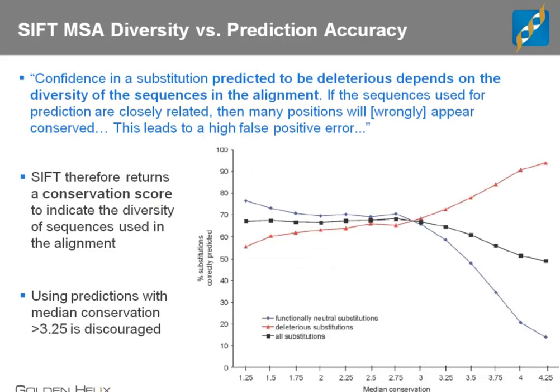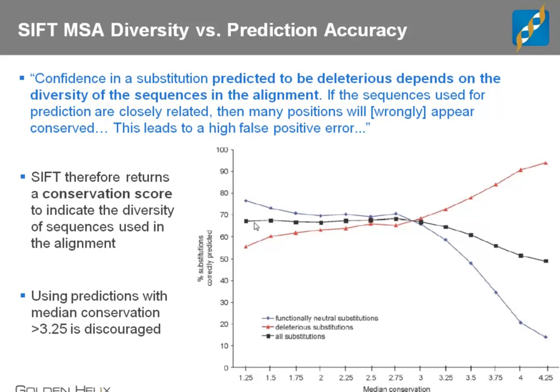Now, one of the caveats with SIFT that is clearly explained in the various papers is this concept of sequence diversity versus prediction accuracy. And they say that confidence in a substitution predicted to be deleterious depends on the diversity of sequences in the alignment. And if the sequences used for prediction are closely related, then many positions will wrongly appear to be conserved, leading to a high false positive error rate.